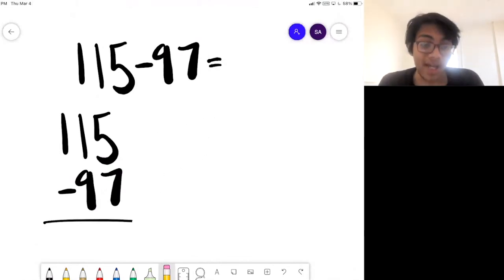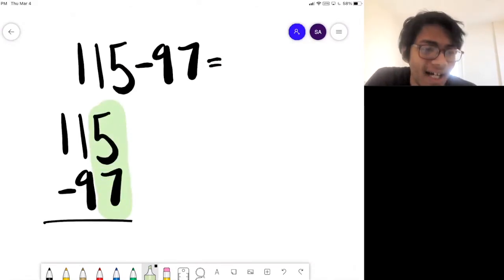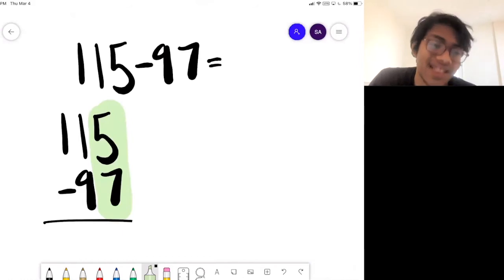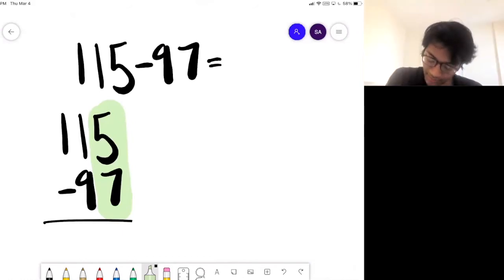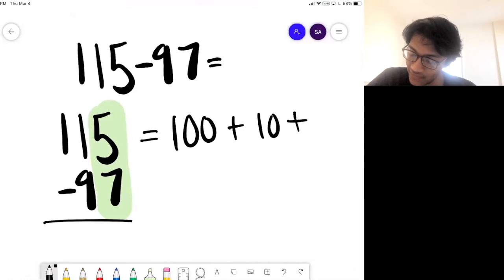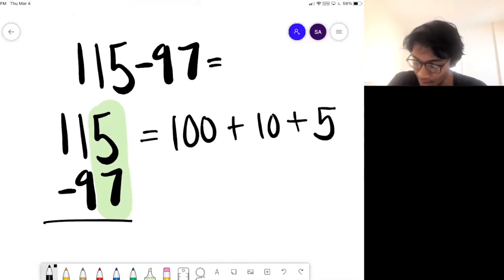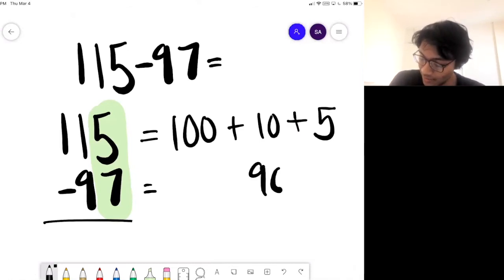Now we can do the math. But here you can see in my first column, I have 5 minus 7. But I cannot do 5 minus 7. 5 is less than 7. So I got to break this up, right? 115 is the same as 100 plus 10 plus 5. You can check, add them up, you'll get 115. Same thing with 97. 97 is just 90 plus 7. Don't forget your minus signs, folks.